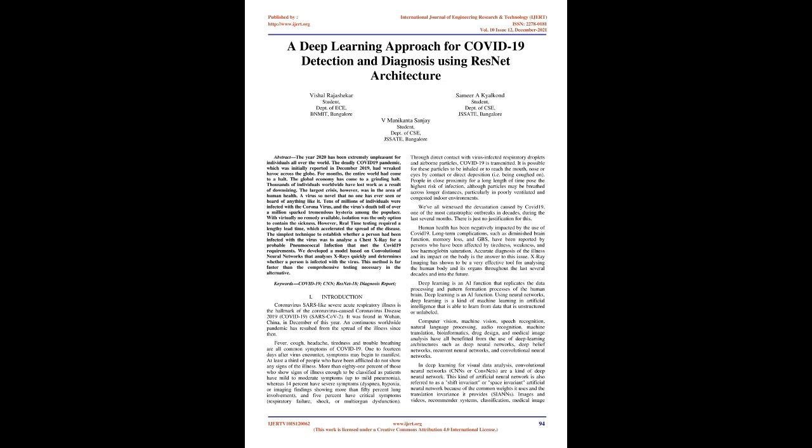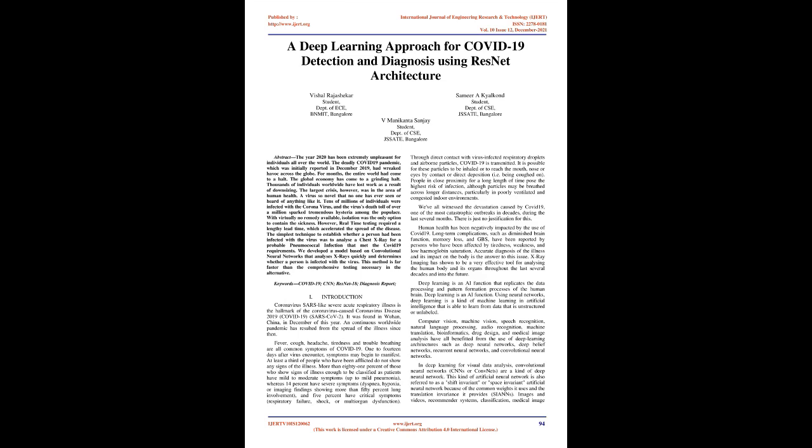At least a third of people who have been afflicted do not show any signs of the illness. More than 81% of those who show signs of illness enough to be classified as patients have mild to moderate symptoms, up to mild pneumonia, whereas 14% have severe symptoms, dyspnea, hypoxia, or imaging findings showing more than 50% lung involvement, and 5% have critical symptoms, respiratory failure, shock, or multi-organ dysfunction.